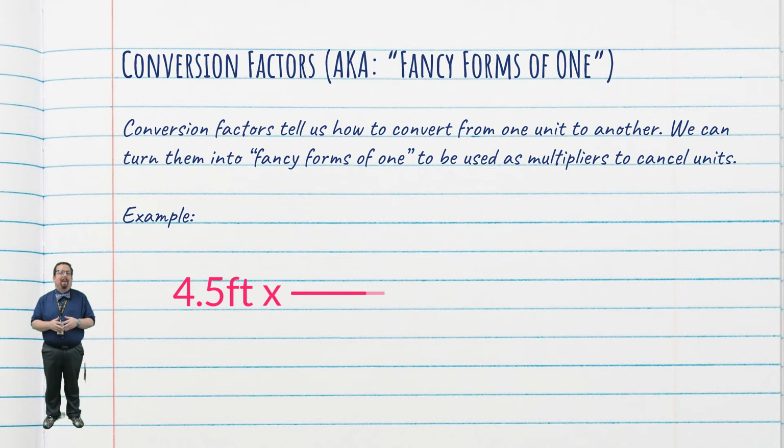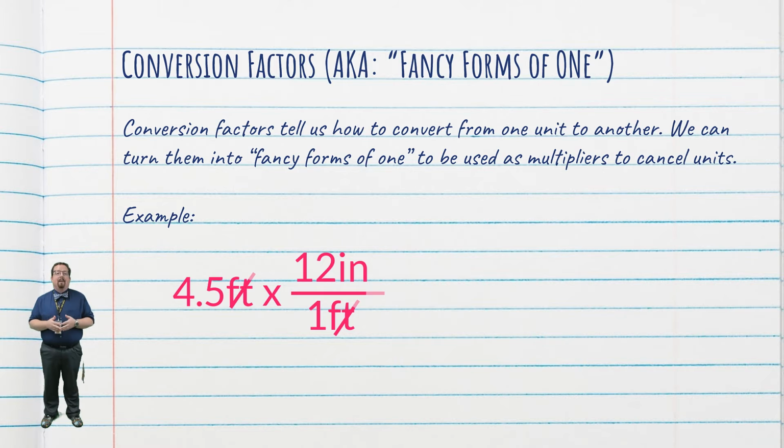So, would I want to multiply that by 12 inches over 1 foot, or 1 foot over 12 inches? This is the part that many students struggle with the most, because fractions are hard sometimes. Really though, it's very simple. Whatever unit I'm starting with, feet in this instance, I want on the bottom of my fancy form of 1. Because being on the bottom means that I divide, and that means that unit cancels out. So to get from 4.5 feet to inches, I multiply by 12 inches over 1 foot. Feet cancels out, and I'm left with inches, the unit I was looking for.